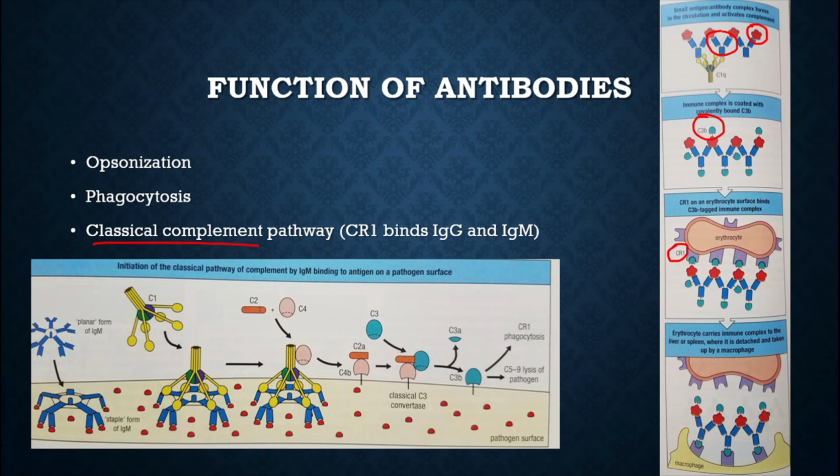The blood cells then go to the spleen, where macrophages in the spleen pull off the antigen and get rid of it. So this is how we get complexes of antigen and antibodies cleared from our system.